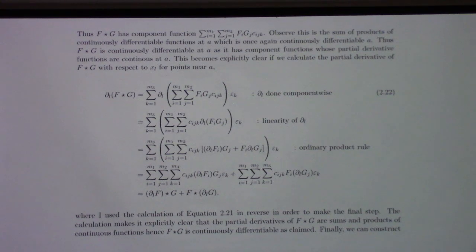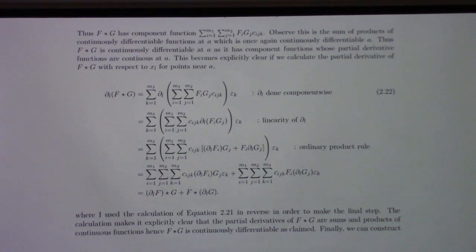So anyway, I think that's it for today. So next time we will look at further examples. I don't think I have anything to prove next time, so it should be just examples next time.